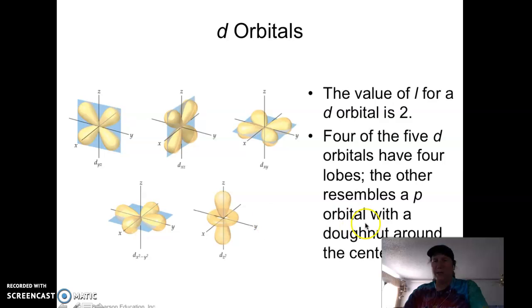Oh, here they say a donut around a center. I still think it looks like a baby pacifier. You know what I'm saying? But anyway, this is the shape of the D orbitals. These don't start until the third level, and there's 5 of these. So if you had a full D level, you'd have 5 different orbitals. So 10 electrons can fit in there because there's 2 in each one.